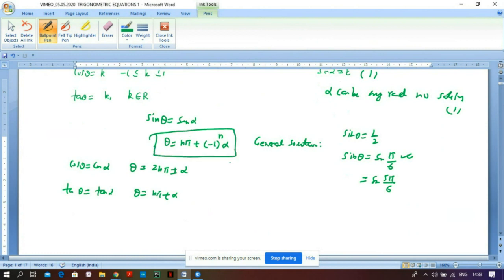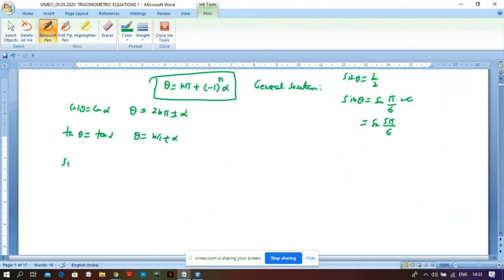Now, an important point is this, that if you have sin θ = 1, or sin θ = -1, or cos θ = 1, cos θ = 0 and cos θ = -1, then you need not consider the full thing. For example, sin θ = 1 by formula will give you sin θ = sin π/2. So θ = nπ + (-1)^n π/2. That's fine. We can write like this. But because this -1 has come, I have to take cases.